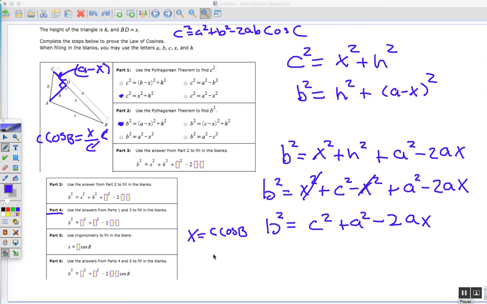So when I substitute that in, I get b squared equals c squared plus a squared minus 2 times a. And then instead of x, I'm going to substitute in c cosine b.